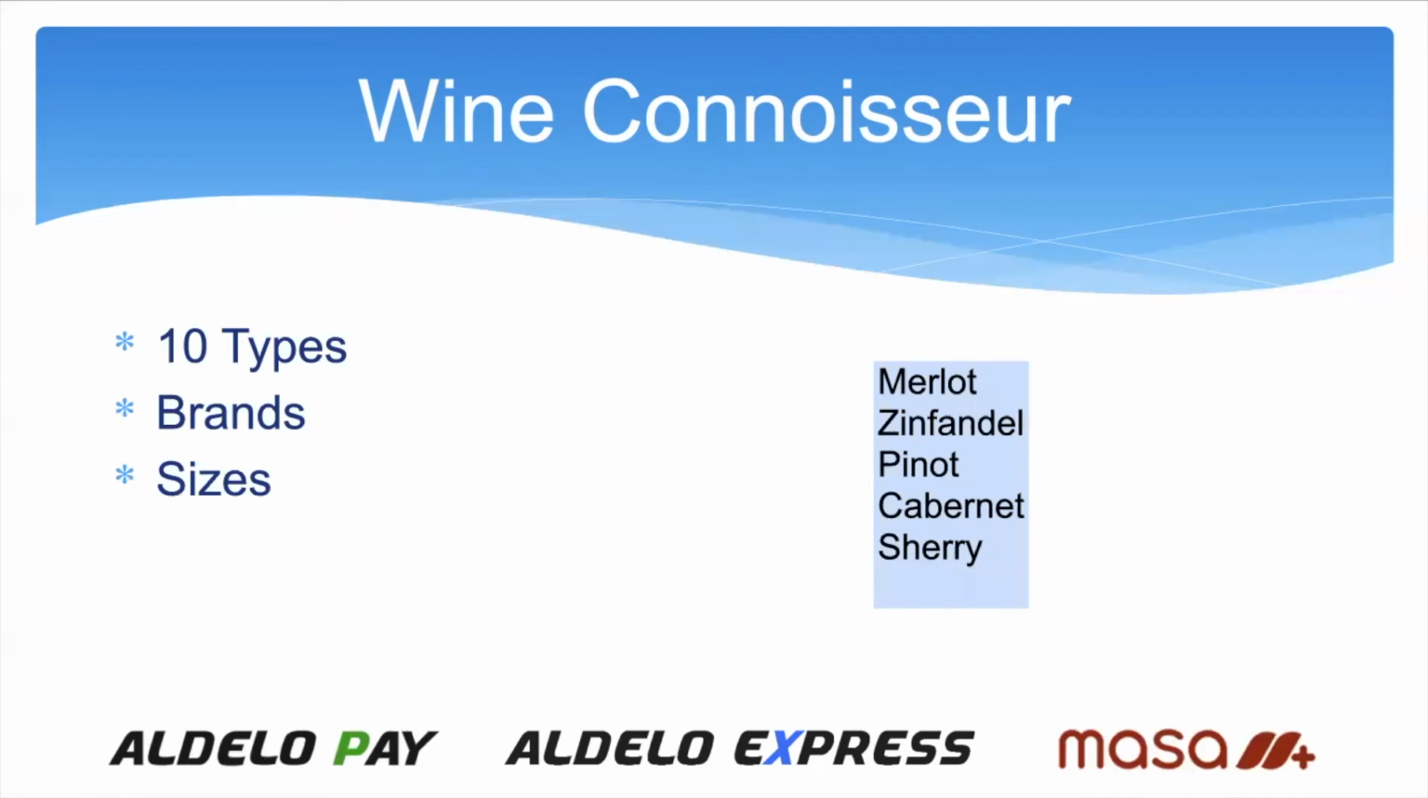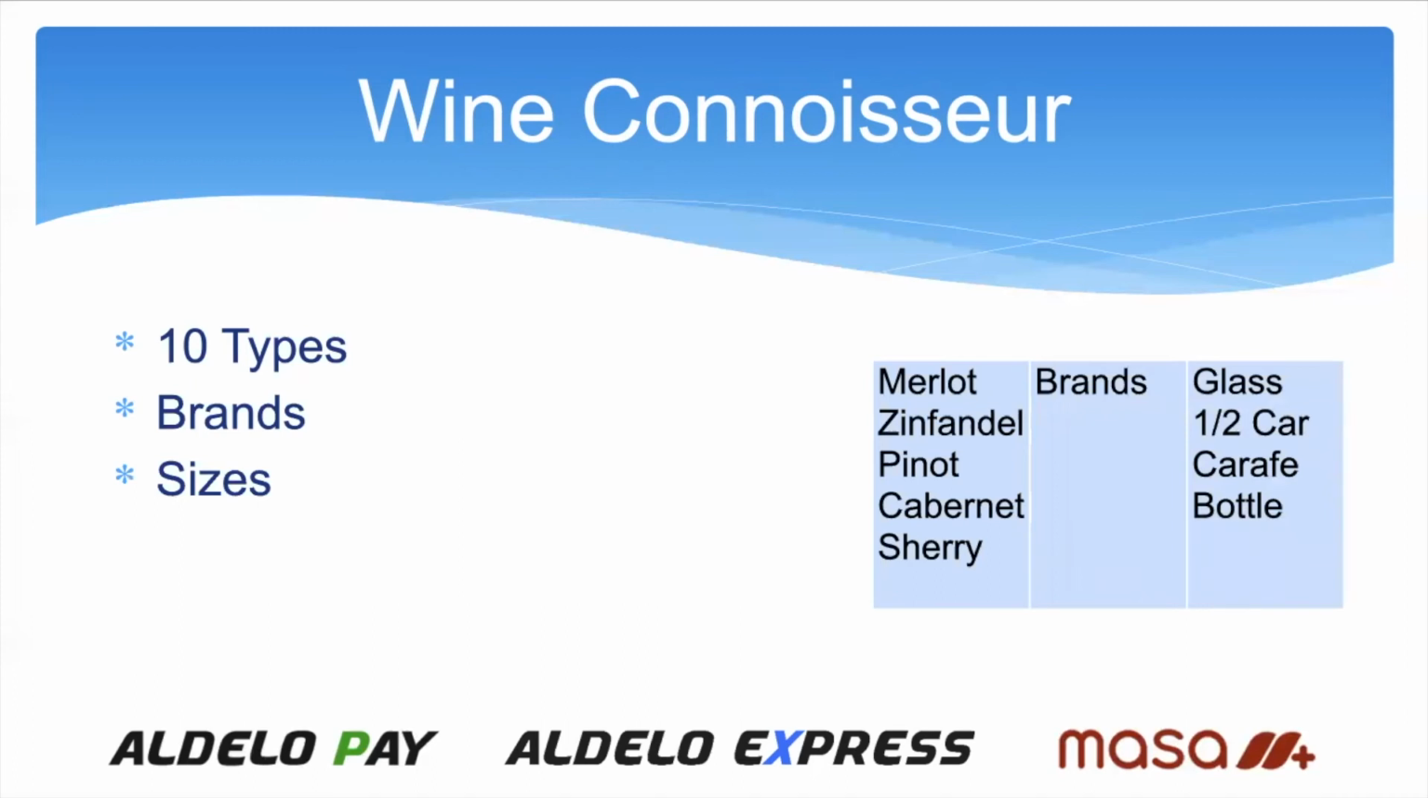The first column would be the types of wine. Then we would list the brands. I didn't list them here, but this is where you would list the different brands. And then finally, the size: glass, half carafe, or bottle. This really worked out well for the customer. This allowed them to be very customizing, but with easy to follow keystrokes to ring up those wines.